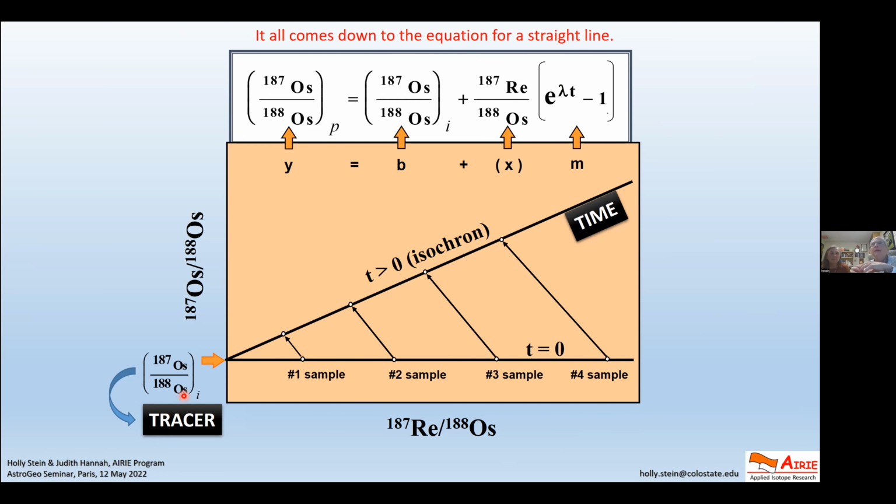Now, absolutely critical to the chronometer working is, as I said, no subsequent attack on the clock through oxidation, or the system becomes open, and then you start moving parent and daughter differentially in and out of minerals, and then you can't date the material.